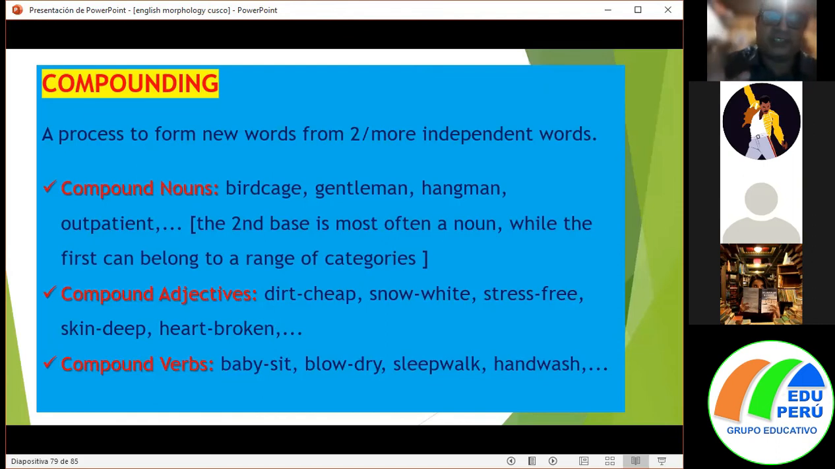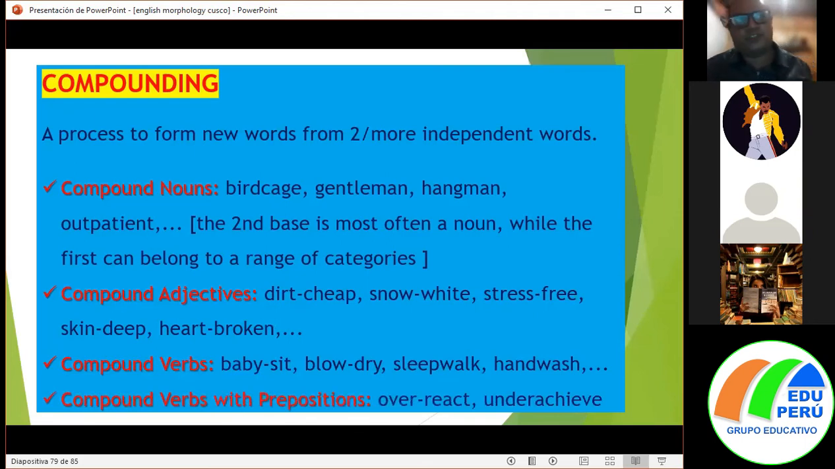So notice this is compounding when we join two words, independent words, or two free morphemes, free lexical morphemes, all right? Compound verbs with prepositions: overreact, underachieve.